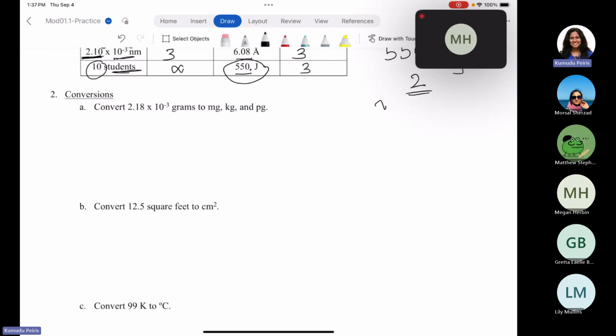Convert. Now we are talking about the conversions. Convert 2.18 times 10 to the negative third grams to milligrams, kilograms, and picograms. Yes, you will ask me this question.